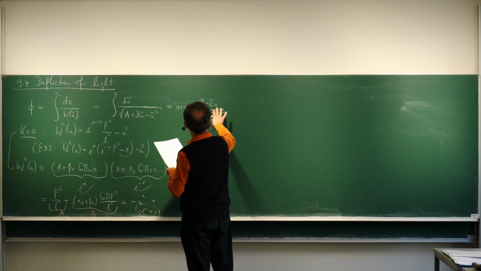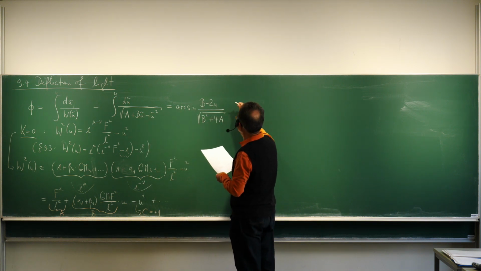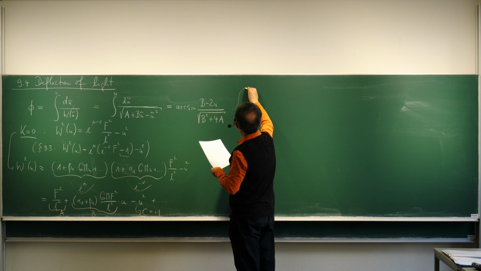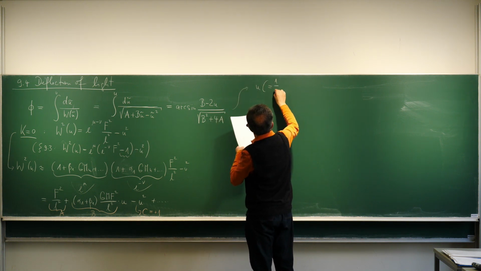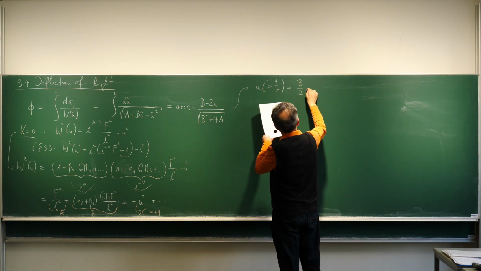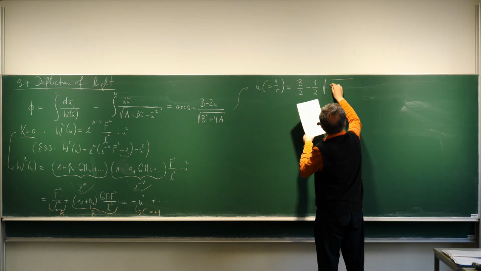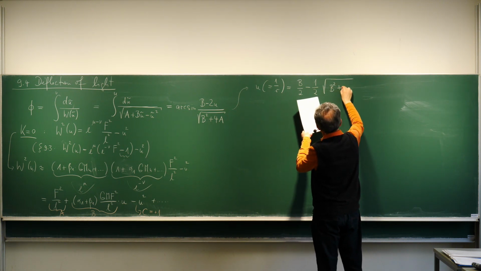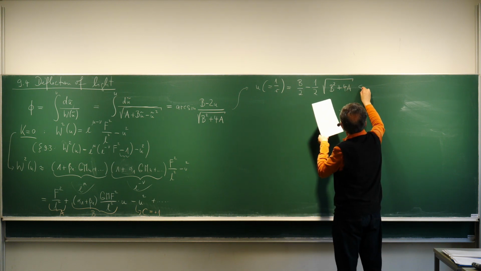Now, of course, we are interested in having radius in terms of angle, so we can invert that. So from this we have u, which recall is 1 over r, is b over 2 minus 1 half square root of b squared plus 4a sine phi.